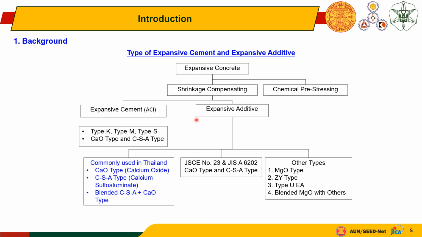Actually, we already have many types of expansive cement or expansive additive. For example, based on ACI, we have type K, type M, or type S expansive cement. However, in this study, we focus only on the expansive additives commonly used in Thailand. In this study, we focus on CaO type, CSA type, and blended CSA and CaO types.